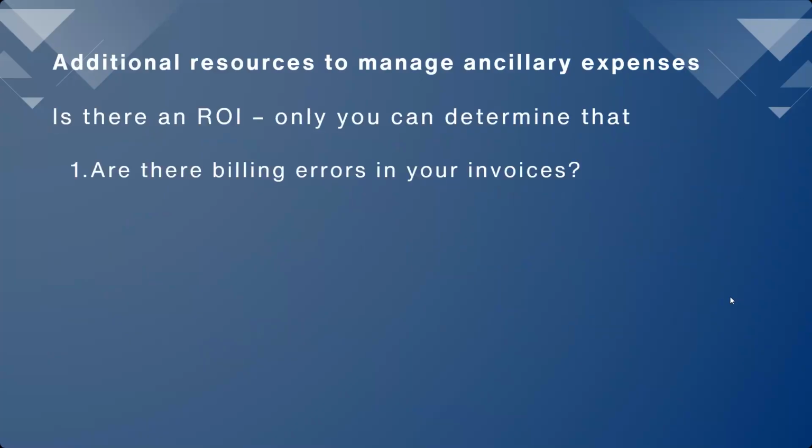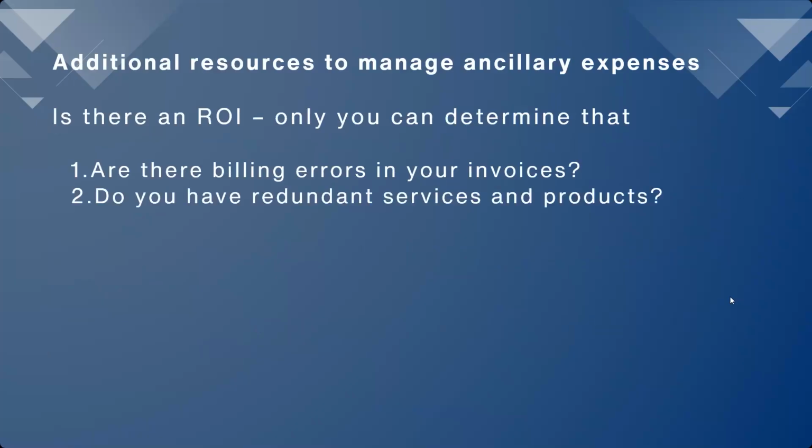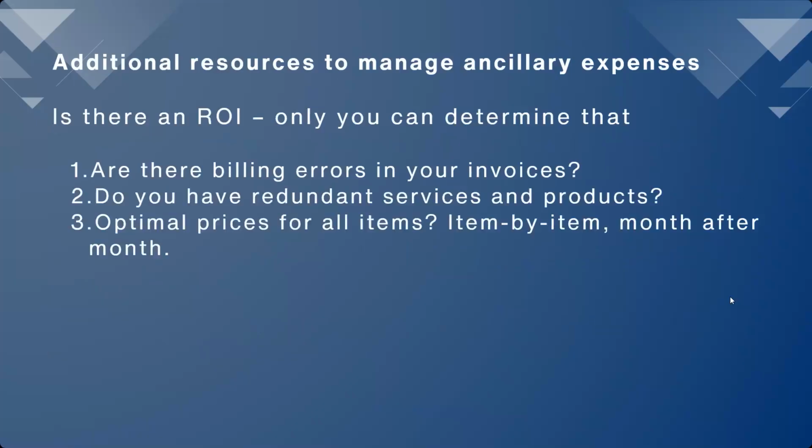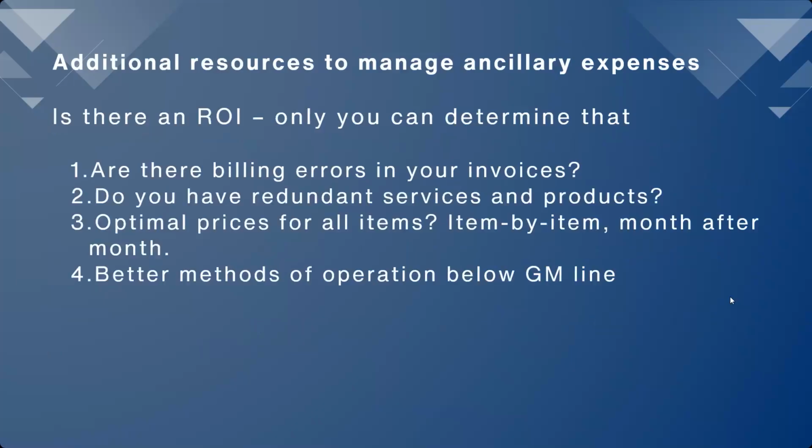So, the thing is, what you're trying to determine in all these different expenses is, are there billing errors in your invoices? Is that things that I can recover with the application of a proper process or time? Do you have redundant services or products? Are there optimal prices for all items? And that's sort of on an item by item and month after month basis because things change continually. These are sort of the things you need to look at where you can really put some dollars back into your bottom line. Are there better methods of operation below the gross margin line?